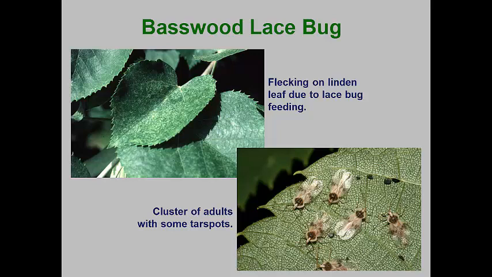The nymphs are oval and very spiny. The nymphs take 5 to 6 weeks to develop, and it appears that 2 generations occur each season.